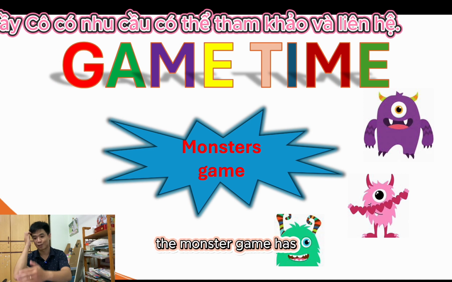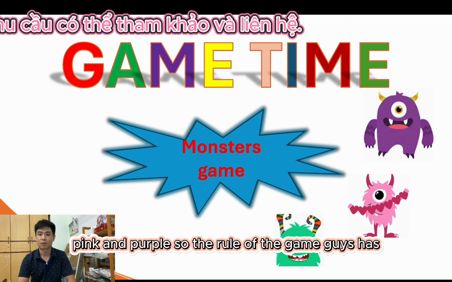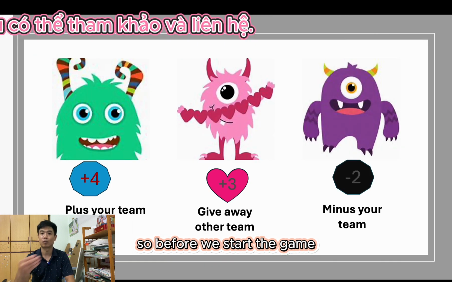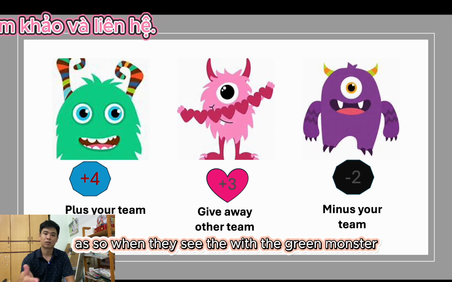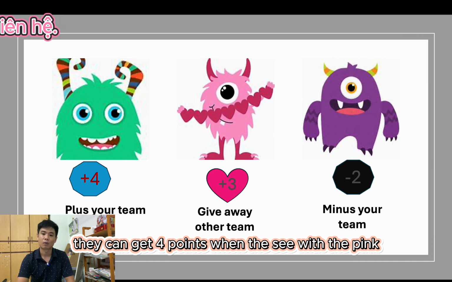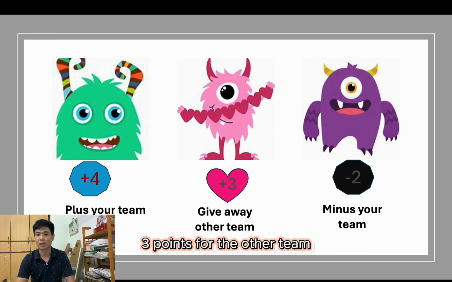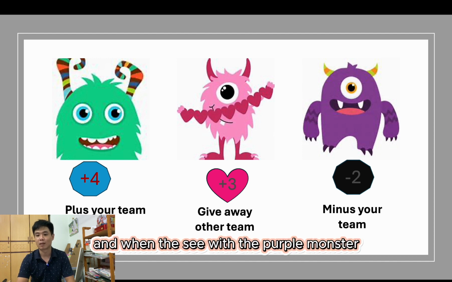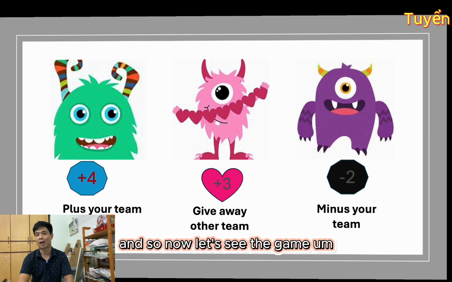In the monster game, as you can see, I have three monsters here: green, pink, and purple. Before we start the game, let's make sure all the students understand the rule. When they see the green monster, they can get 4 points. When they see the pink, they give away 3 points, which means the other team can get 3 points. And when they see the purple monster, that group will lose 2 points. So now let's see the game.